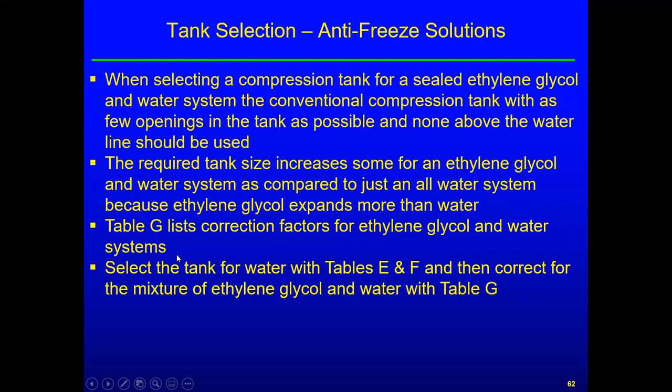Antifreeze, we've talked about this. I think we've got an example or two here. When selecting a compression tank for a sealed ethylene glycol and water system, the conventional compression tank with as few openings in the tank as possible and none above the water line should be used. Required tank size increase. And of course, we have table G for the correction factors. So we can use E, F, and G.